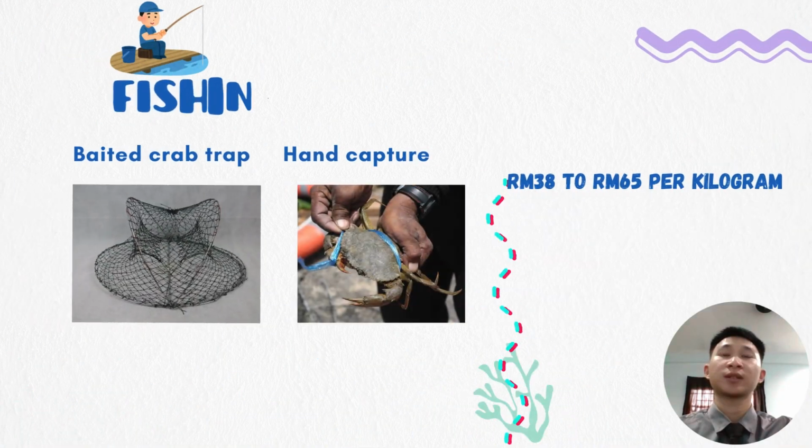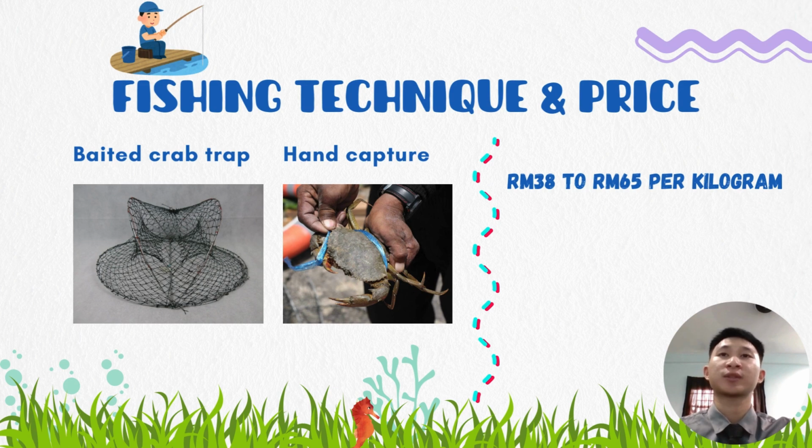There are some very common fishing techniques to catch the mud crab. The first one is the baited crab trap, in which the fisherman will place the baited crab trap during low tide at the mangrove and estuary area, and after some time, the fisherman will come and collect the trap. Another common method is the hand capture method, in which the fisherman during low tide will go to the mangrove area and collect the crab by hand. The price for these mud crabs is about 38 ringgit to 65 ringgit per kilogram, depending on the size and the quality of the crab.